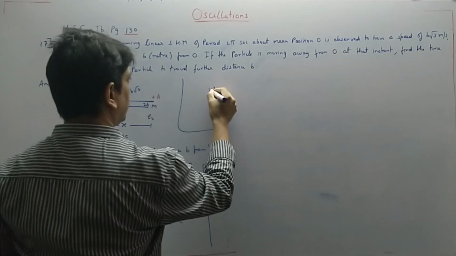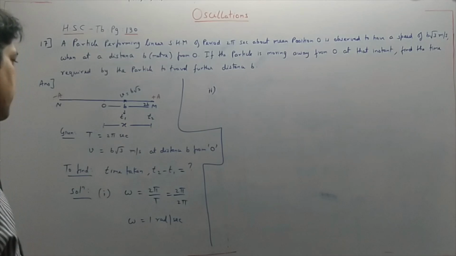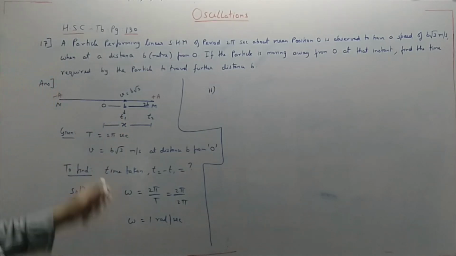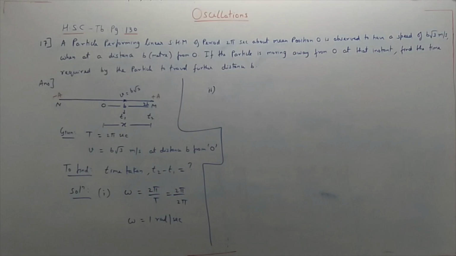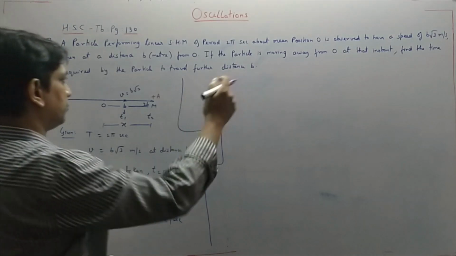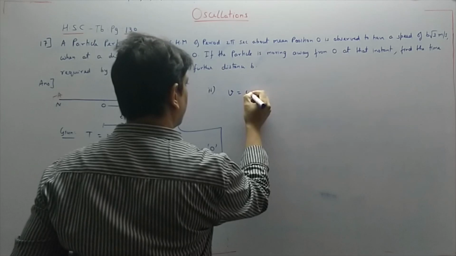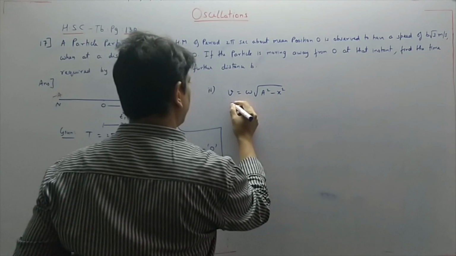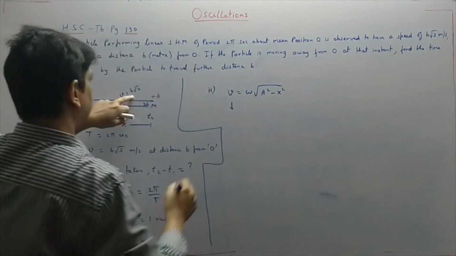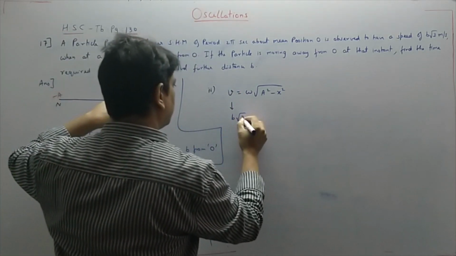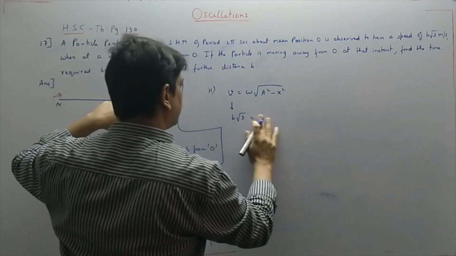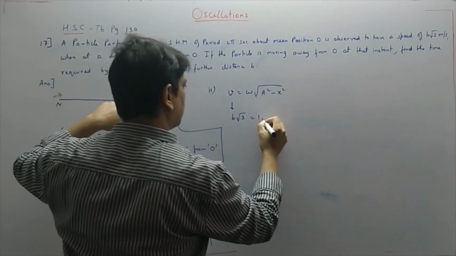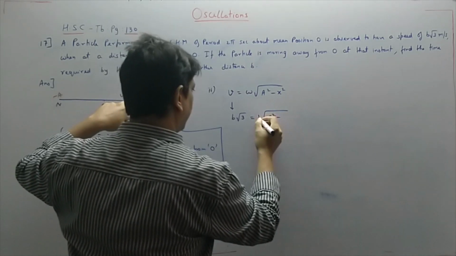Next we are going to find the amplitude, since the amplitude is required in the formula for x. Displacement x is a sin omega t, and for velocity v is a omega cos omega t, and finally t2 minus t1. So we use the formula v equal to omega under root of a square minus x square. Now suppose at this point v is b root 3, omega is 1, and we find the amplitude and x.